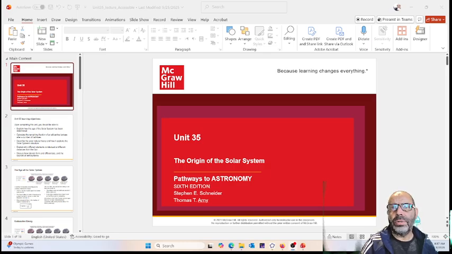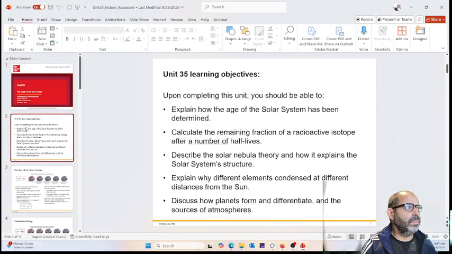In this unit, we're going to talk about the origins of the solar system. Unit 34 hinted a little bit into that, basically, when we looked at the structure. So first of all, we're going to determine the age of the solar system using basically properties of radioactive materials. And then based on that, we're going to see how the solar system was estimated to be about 4.5 billion years old. And then describe the solar nebula theory. That's basically how the solar system formed. Okay, that's actually the most reliable theory right now based on current observations.